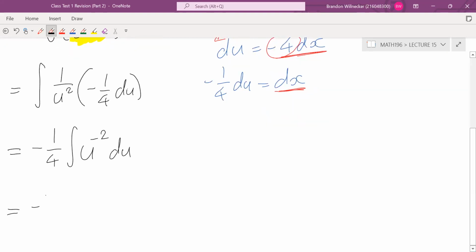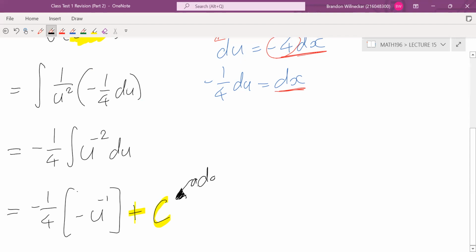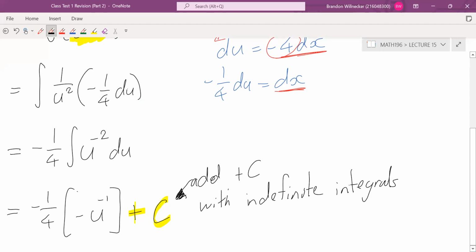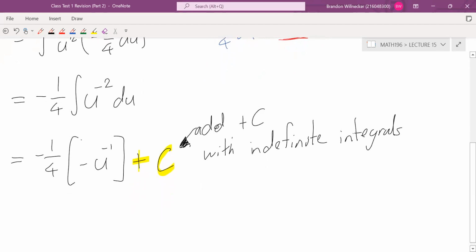So remember the power rule. We need to add 1 to the exponent, which will make it a minus 1, and then divide by minus 1. So we're going to have minus u to the minus 1. And remember to have your plus c. Whenever you have indefinite integrals, you have to add plus c. So always add plus c with indefinite integrals. Because remember we're finding that family of antiderivatives. So we need to have the plus c.